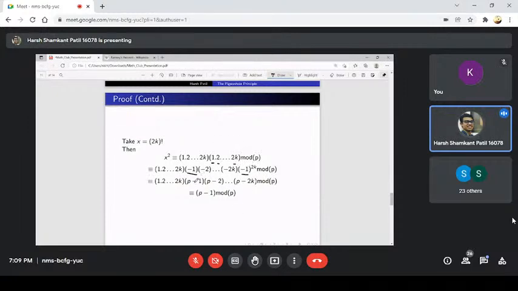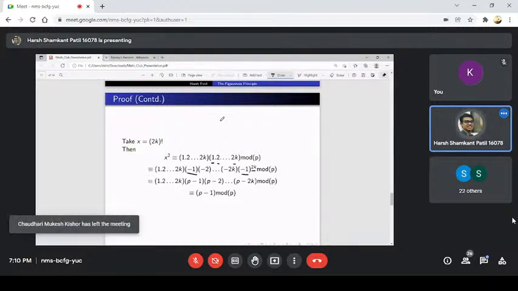In the second product, that gives us a minus 1 to the power 2k at the end. For people who are not familiar with modular arithmetic, whatever happens in usual addition and multiplication also happens in modular arithmetic. So you can add modulo and you can also multiply. You can only divide when p is prime, but we don't really use that here.